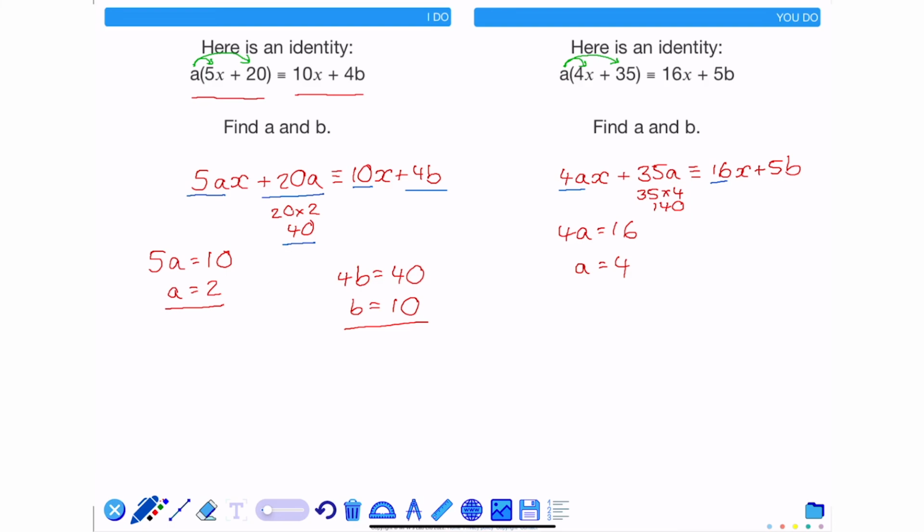So now equating 140 with 5b will give 5b is equal to 140, and dividing both sides by 5 will give 28. I've now answered the question by finding the values of a and b.